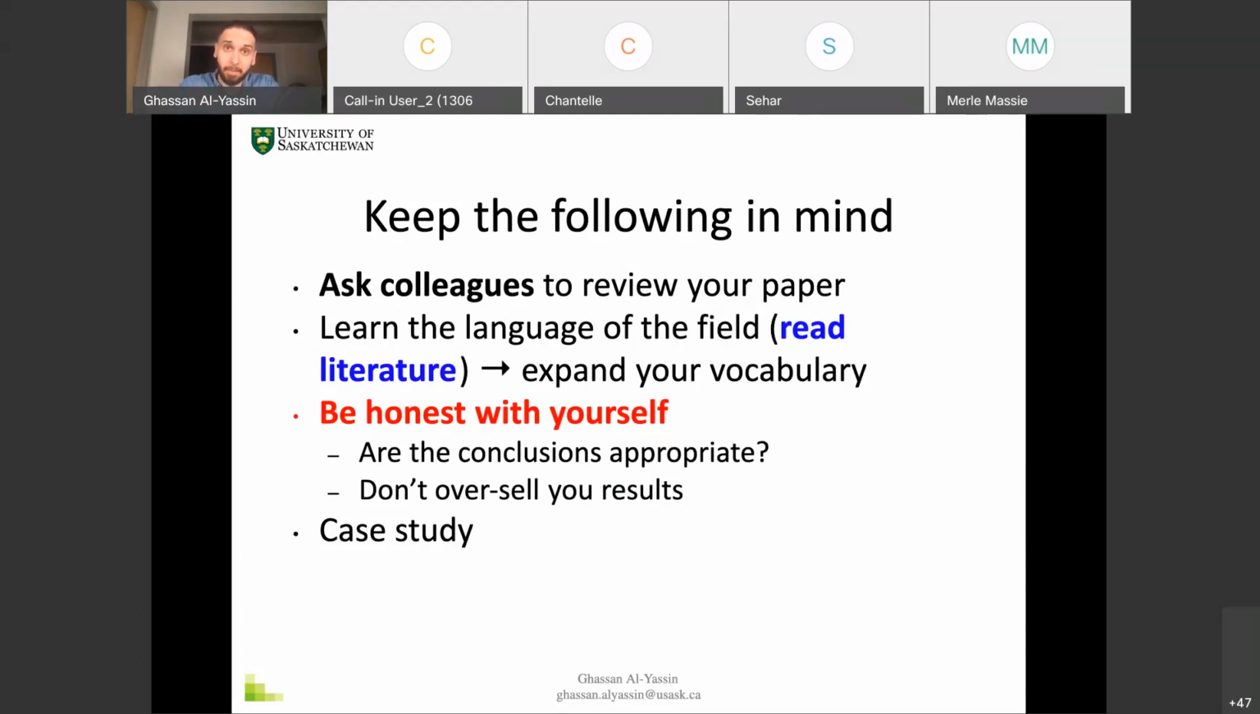The last tip, am I going too fast or is the speed okay? If I'm going too fast, send a message or something and let me know to slow down. It's perfect. You're doing great.